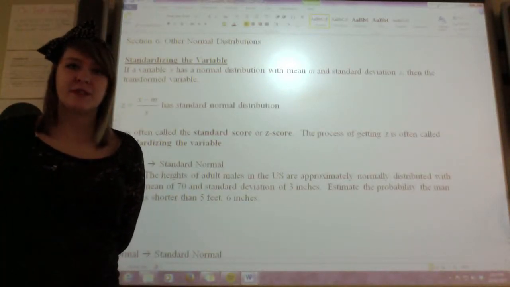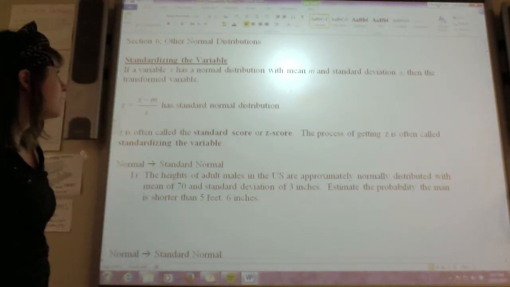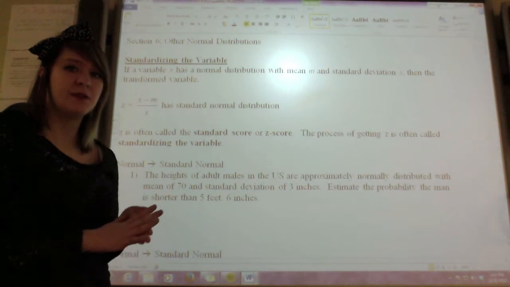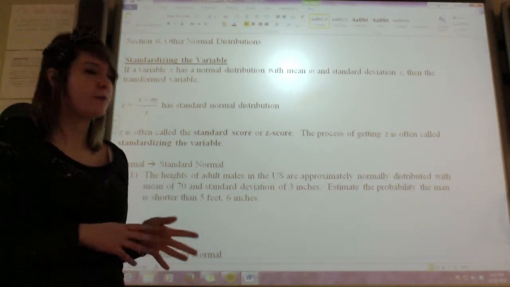Hey guys, today we're doing Chapter 10, Section 6, and this is on other normal distributions. Basically, we're going to talk about standardizing the variable in order to plug something into a standard normal distribution.